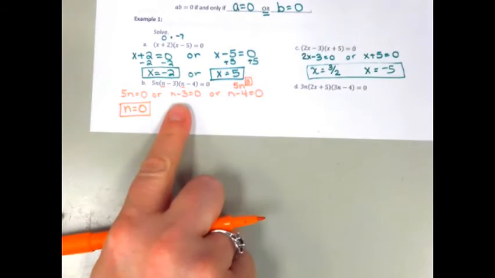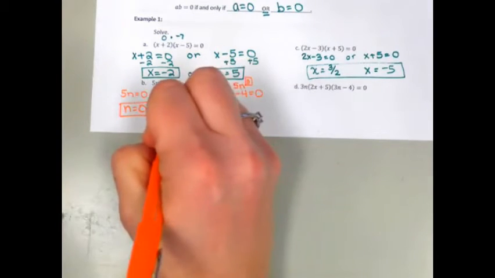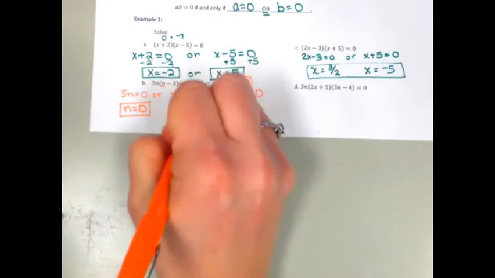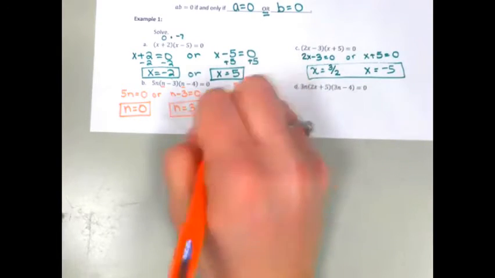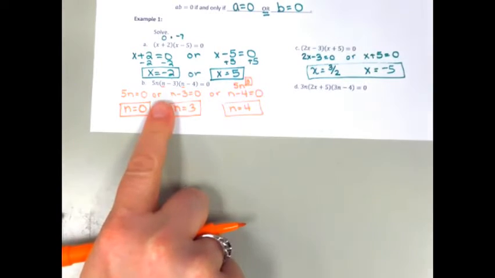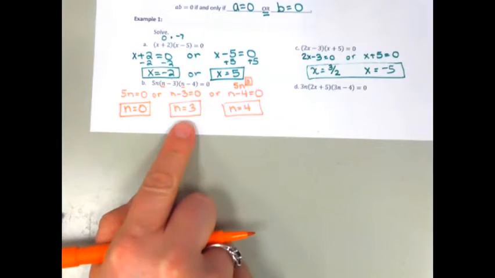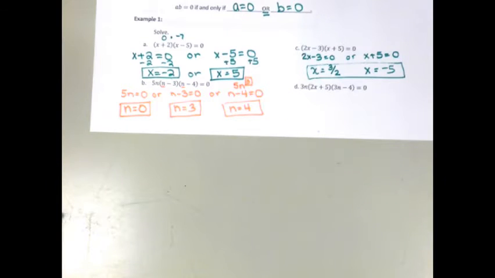N minus 3 equals 0. What's my second solution? 3. And the last one would be 4. So what this means is this graph, if we graph it, would cross at 0, 3, and 4. That's it. Okay. All right, go ahead and do D.